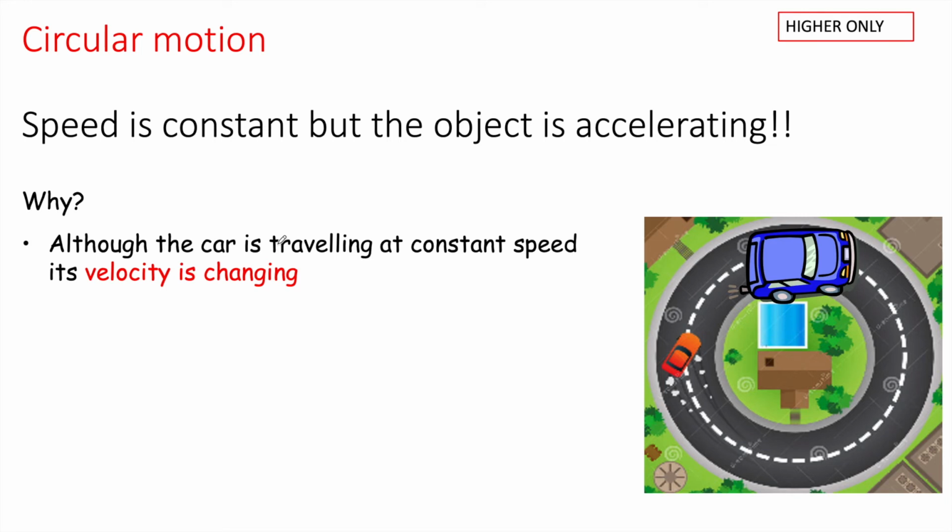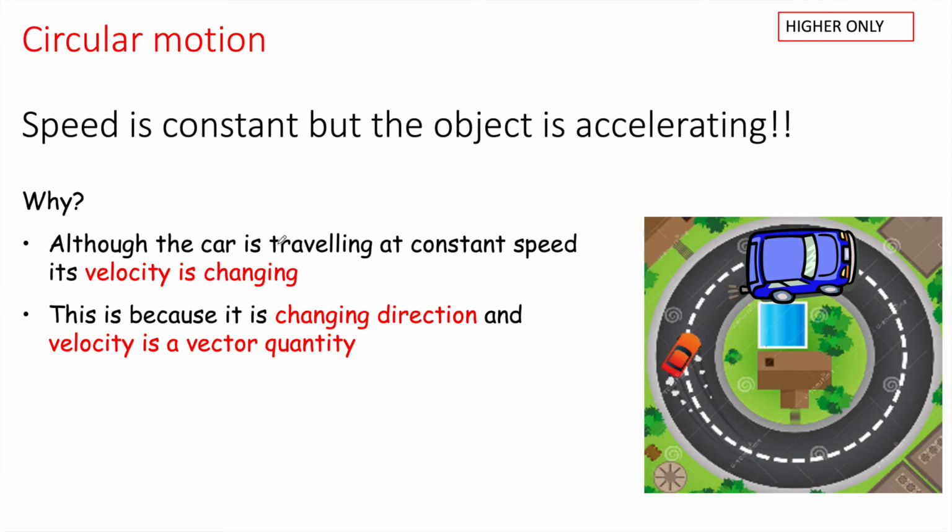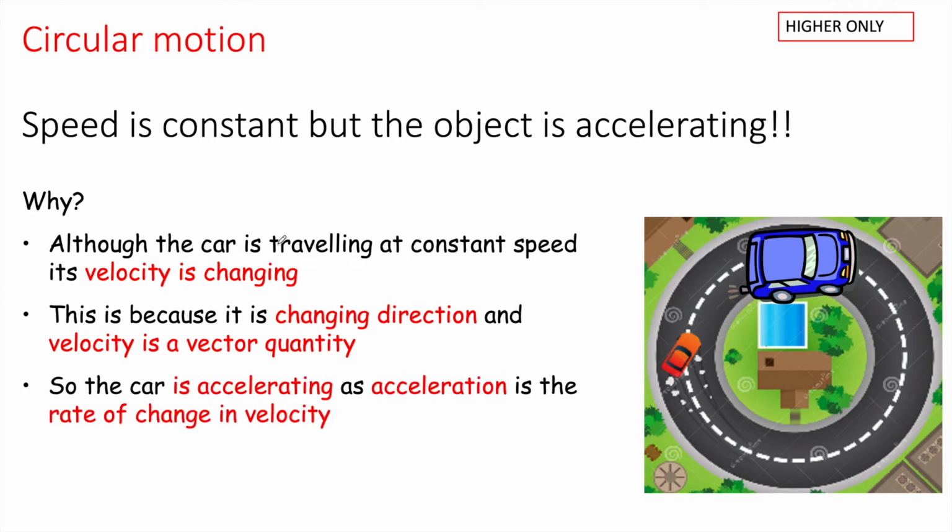Although the car is travelling at constant speed, its velocity is changing. This is because it's changing direction and the velocity is a vector quantity. And finally, the car is accelerating, as acceleration is the rate of change in velocity. Rate means the change per second.